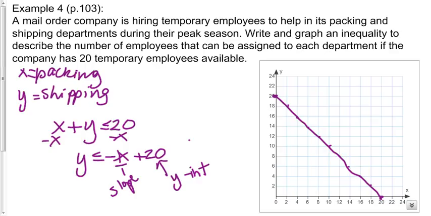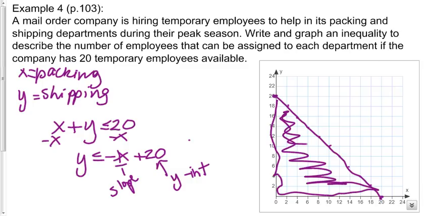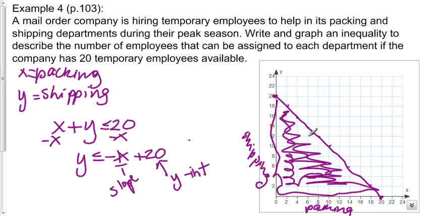Now, any point underneath this line is a solution. Let me explain why. So here's our shaded region. Any point, again, staying in the positive numbers, any point in here is a solution. Remember what we said. X is the number of packing employees, and Y is the number of shipping employees. I'll label this sloppily. There you go. So what I'm saying here is we can pick 6 people to help with packing and 12 people to help with shipping because that's still under 20 employees.